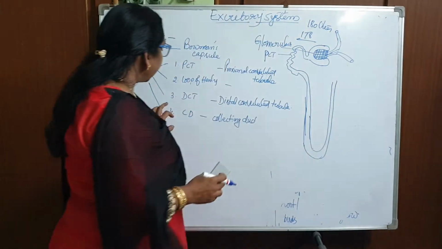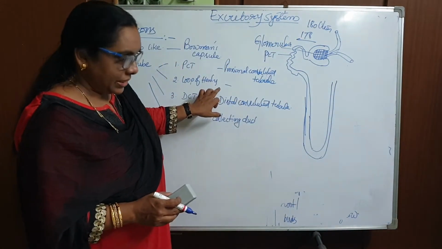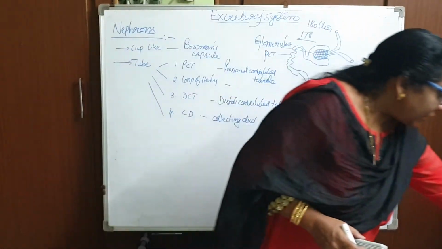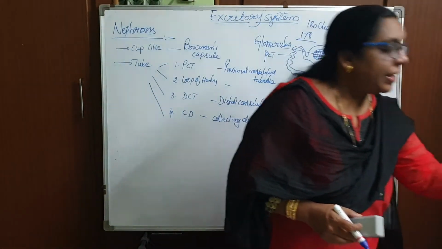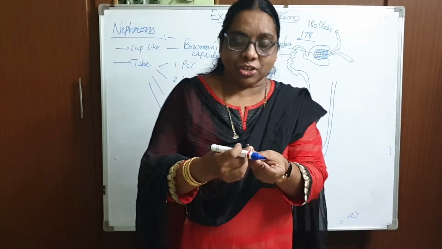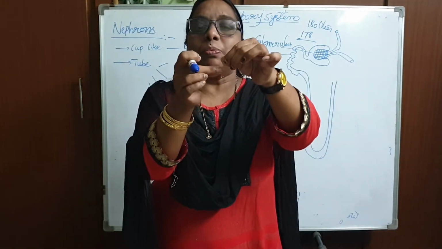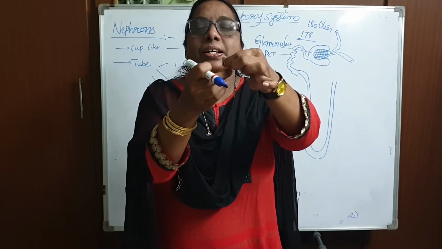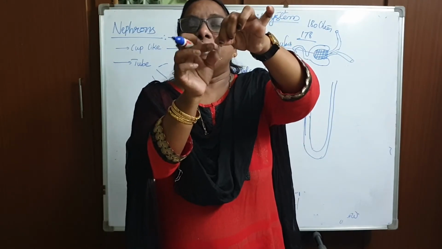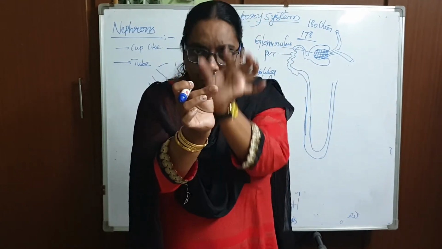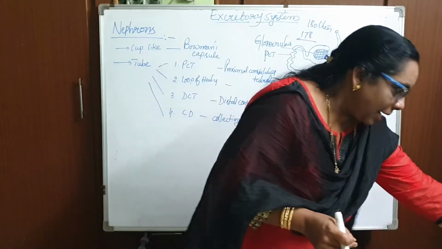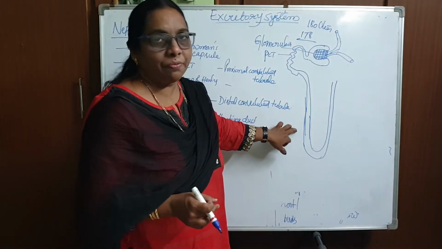The second part is called the loop of Henle. Just like I said, it is like a safety pin, the safety pin-like structure, this loop of Henle. See how the pin has a U-shaped tube. So like this, the U-shaped tube comes out from the head, and that particular part we call the loop of Henle.